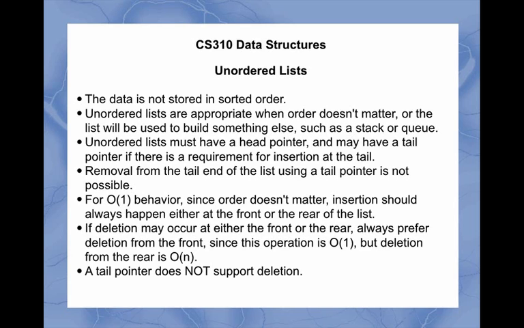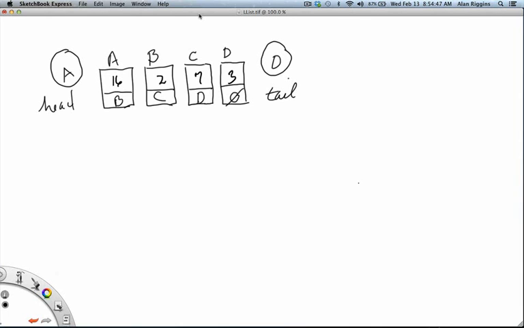I want to take a look here. Notice that with a linked list, the links only go one way. That is, we go from A to B, from B to C, from C to D. If we have this tail pointer here, D, how could we possibly remove D from the list? What we would need to happen to remove D from the list, we would need to make the following changes.